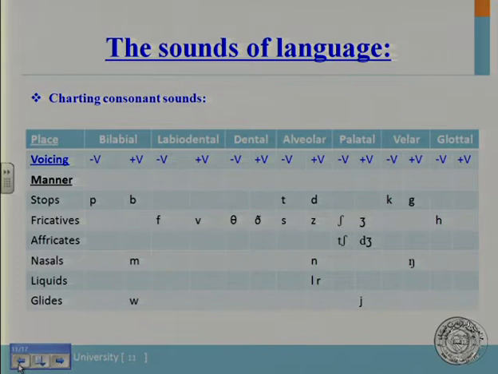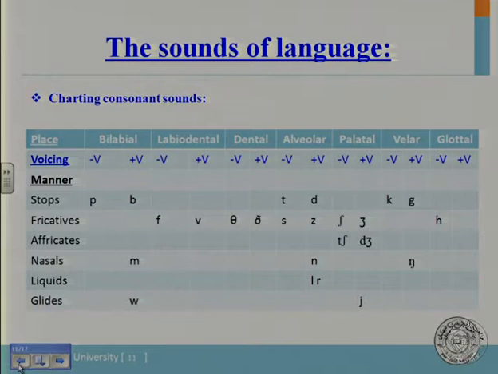D, an alveolar stop voiced sound. The second group here, we have some sounds of fricatives. We have S and Z. Now, S is an alveolar fricative voiceless sound, while Z is an alveolar fricative, but here it's a voiced sound.